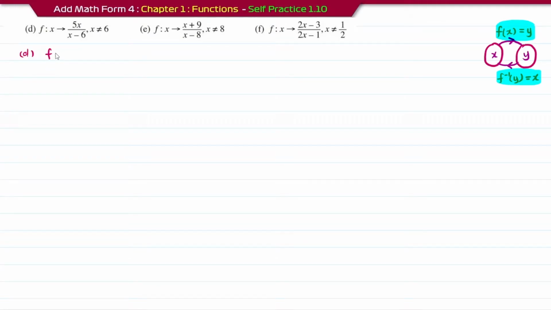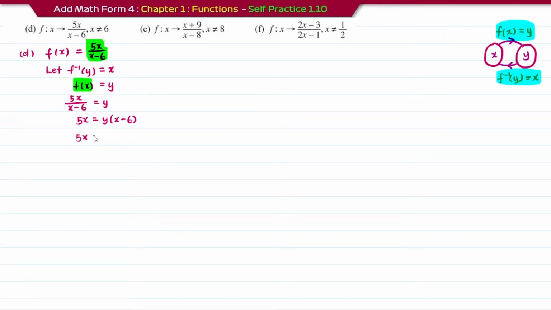The function f of x here is equal to 5x over x minus 6. So first, let the inverse f of y equal to x. So therefore, the f of x will be equal to y. So in this case, the f of x is equal to 5x over x minus 6. Next, we're going to let the x become the subject of the formula. So we're going to move this x minus 6 to the other side.